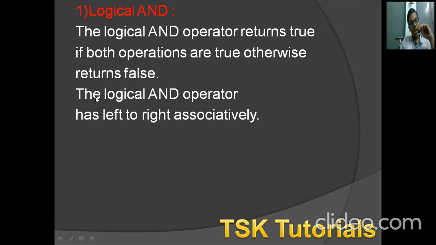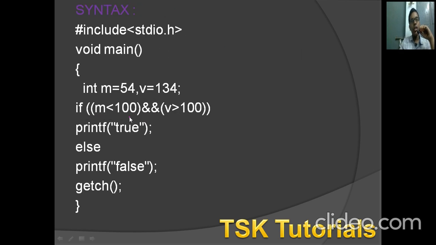If you have no idea, you can check it. The logical AND operator has left to right associativity. Now let's check the syntax of the logical AND operator. This is common: int m equal to 54 and v equal to 134.